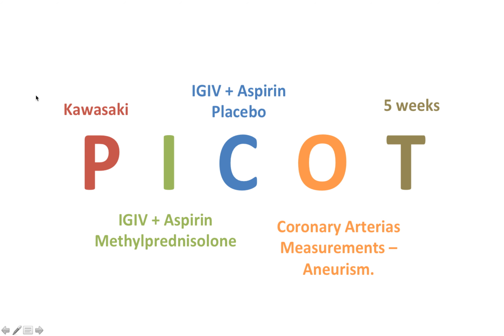With all of this information, we can fulfill the PICOT sections. For population, it's Kawasaki disease patients who meet the diagnostic criteria and then the inclusion and exclusion criteria for the trial. The intervention group was the standard of care plus the intervention, which was methylprednisolone. The control group was just the standard of care plus placebo. And the outcome were two primary outcomes: the coronary artery measurements in absolute values and Z score, and the other primary outcome, which is the development of aneurysms, yes or no.